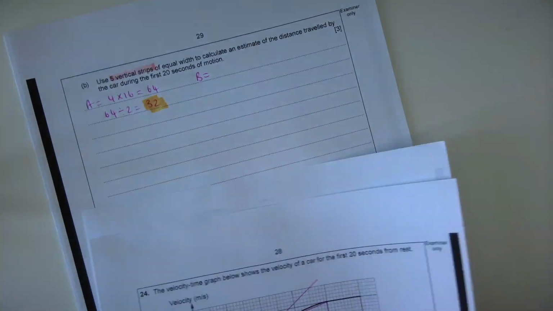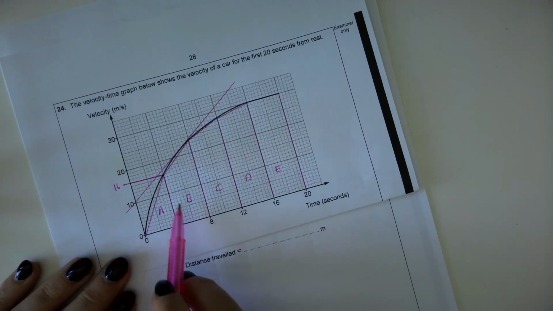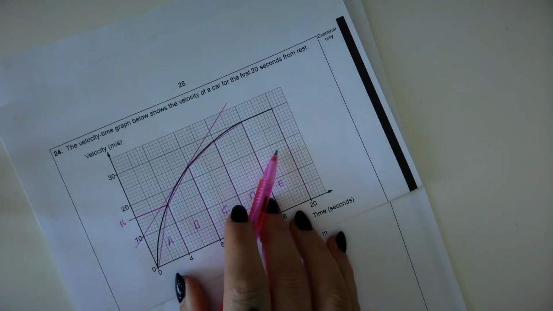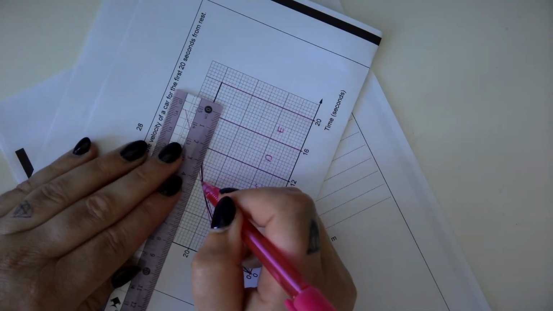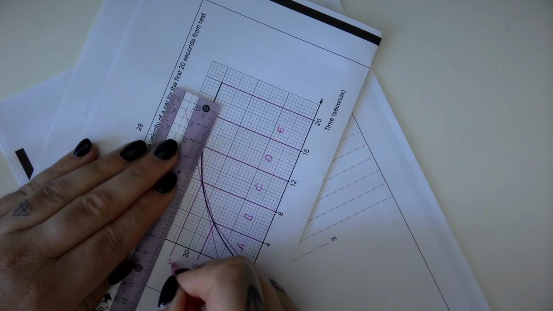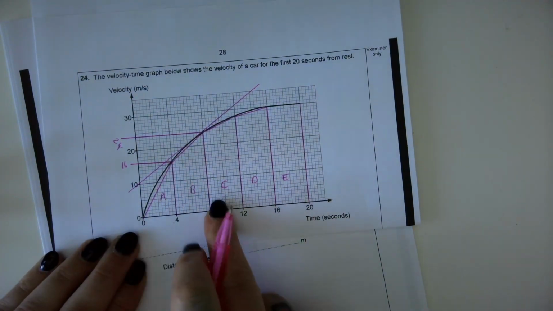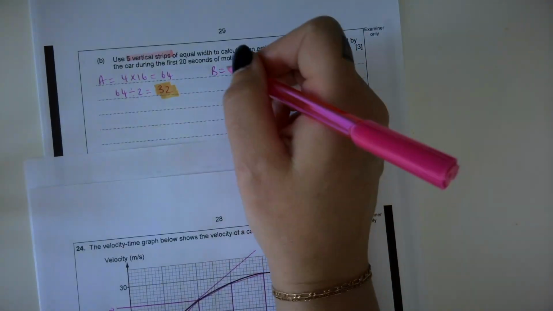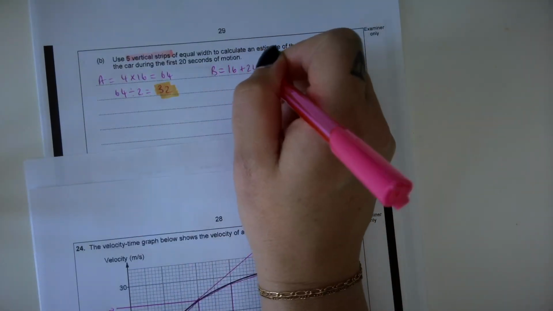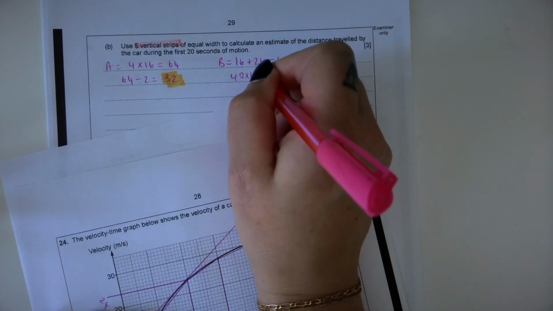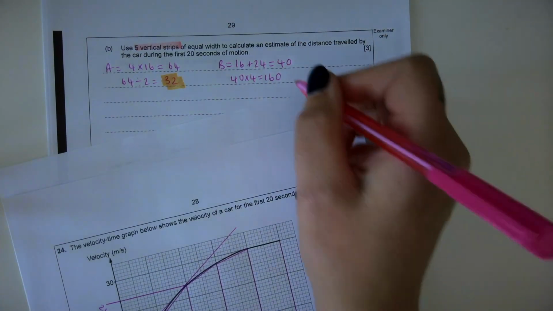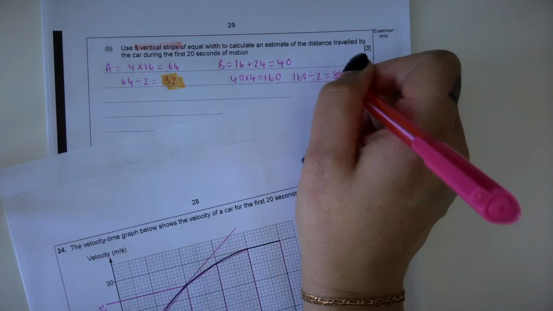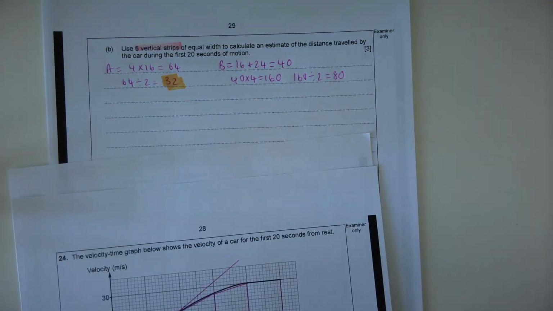For B. So B is a trapezium, so we've got a height of 16. We need to figure out this other height, so where it meets the curve. So that's a height of 24. So you add the parallel sides together for a trapezium. So we're doing 16 plus 24, which is 40. We multiply by the space between them, so that's 4. 40 multiplied by 4 is 160, and then we half it. So 160 divided by 2 is 80. So that's our other distance total there.